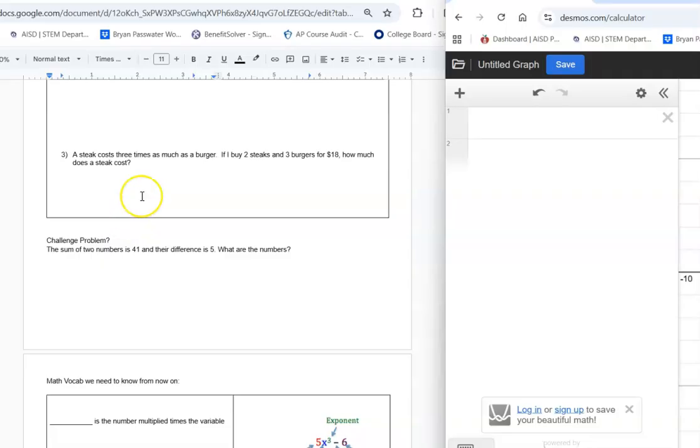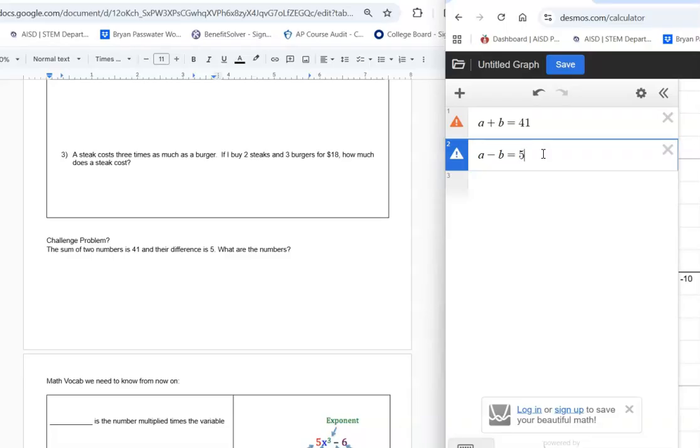All right, so this one, the sum of two numbers is 41. So you just pick out two random letters of the alphabet. Doesn't matter what letters you pick. A plus B. Sum means you're adding them is 41. And their difference is 5. That means you subtract them, you get 5.